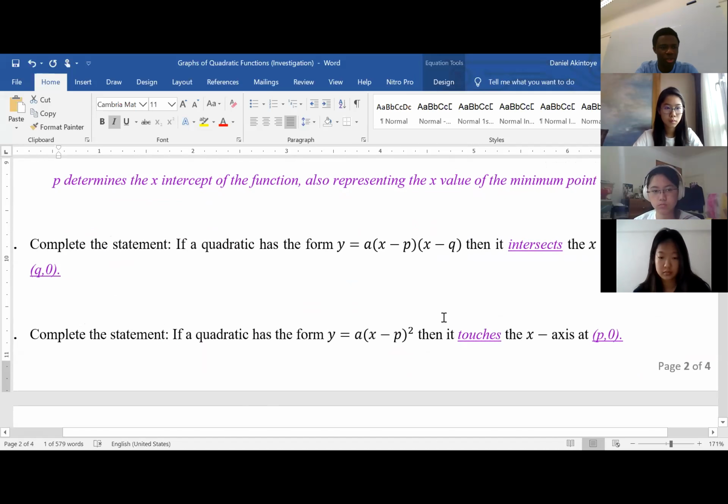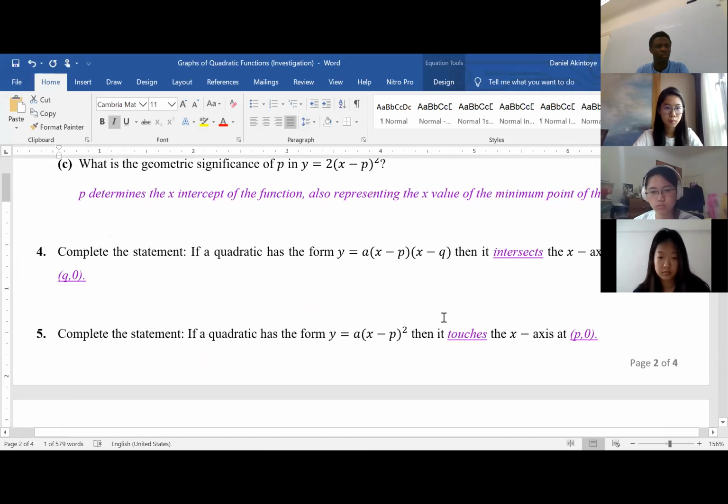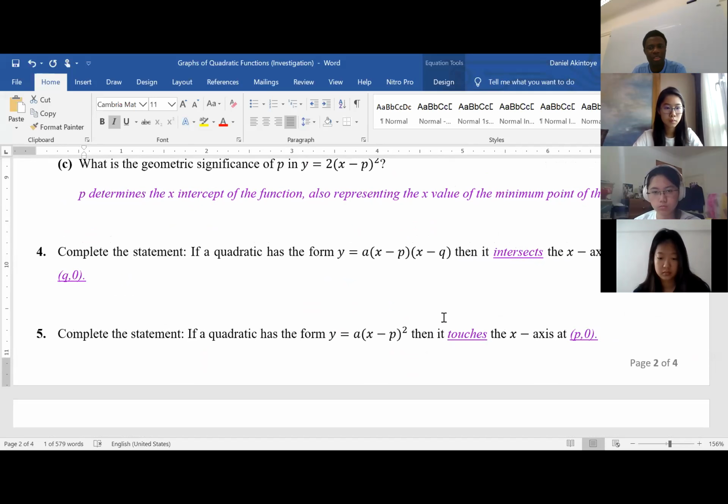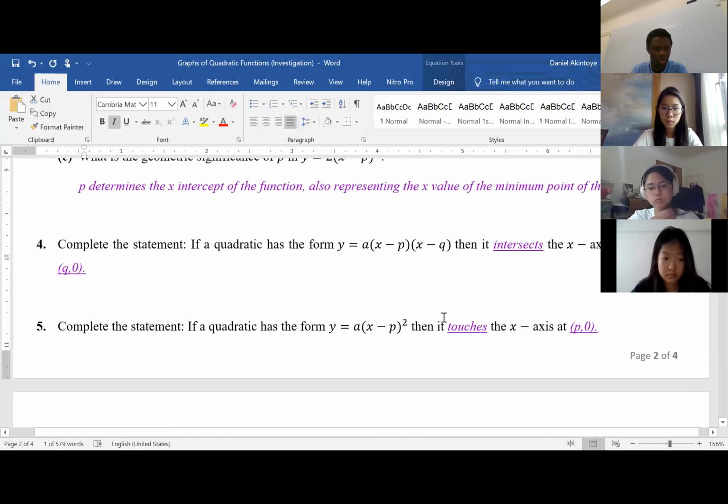One of the pieces of information to be completed says, complete this statement: if the quadratic function has the form that, then it intersects the x-axis at that. I don't know if you got that or not. You can take a screenshot of the screen, so that's what it should be.